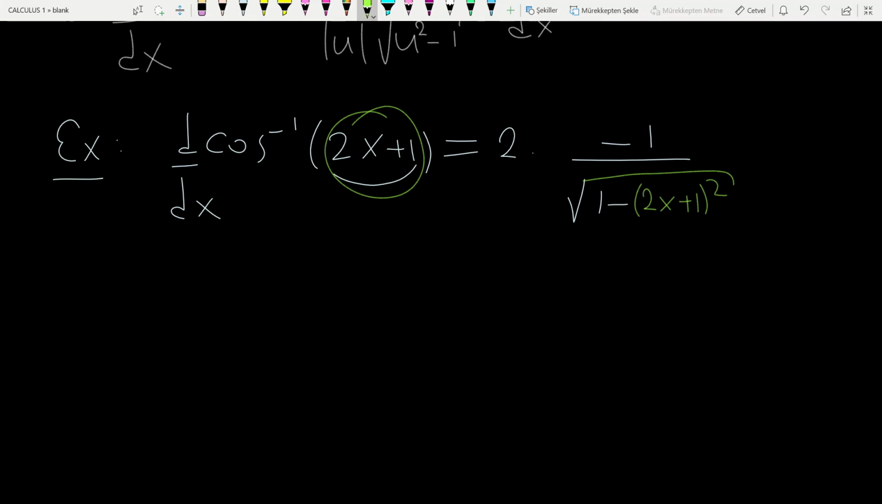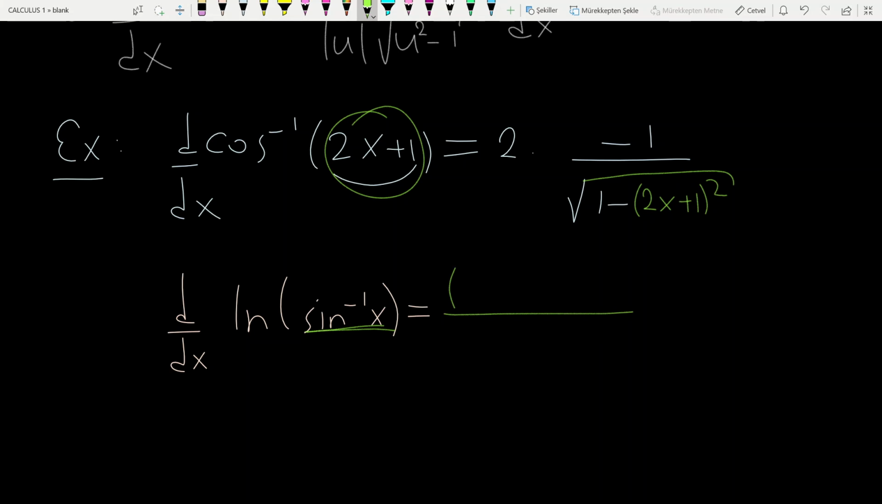Okay, this is the first example. So what about this one? d over dx of ln sine inverse of x. This is equal to, we should know the derivative of ln function. Derivative of ln is equal to derivative of inside over inside, right? So derivative of arcsine, let me write the formula of derivative of ln, derivative of inside over inside.